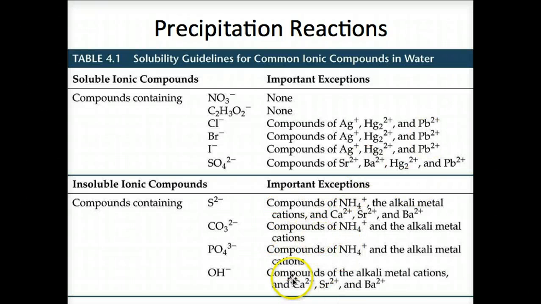Here are the exceptions down here too for these various anions that are listed. These, if they're in a compound, are typically insoluble, but these are exceptions over here. For example, ammonium sulfide is an exception, which means it is soluble. It's not insoluble. It's an exception. Also down here, ammonium carbonate is an exception to the rule. Carbonate normally in a compound makes it insoluble.